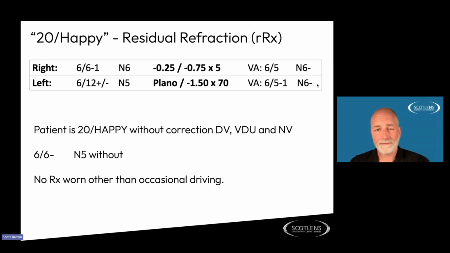So here we have a prescription for a patient. And patient, their right eye, minus 0.25, minus 0.75, 6 minus with that eye, and then corrected down to 6.5. The other eye is a plano, minus 150. So a little bit of a prescription, but this patient is 20 happy without correction. They don't need to wear glasses for distance, computer, or near, and they have an occasional pair of glasses that they use for driving and driving at night.